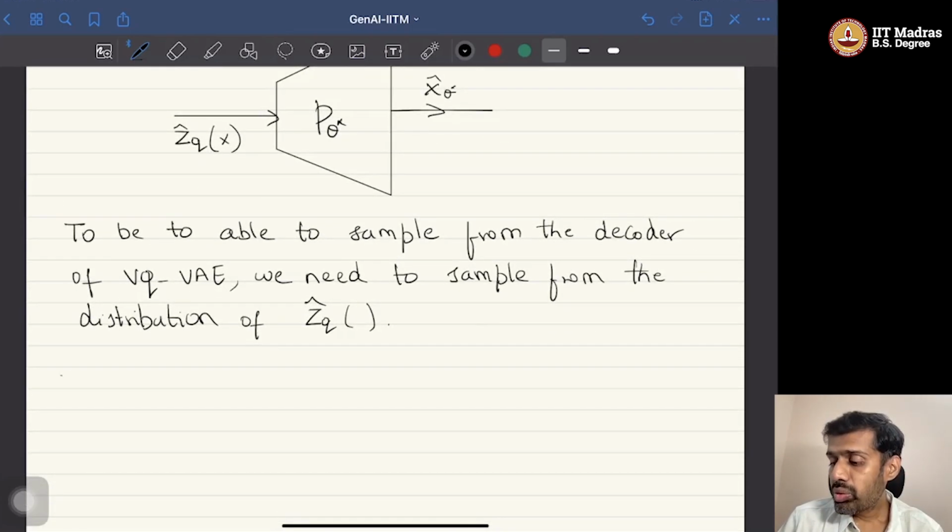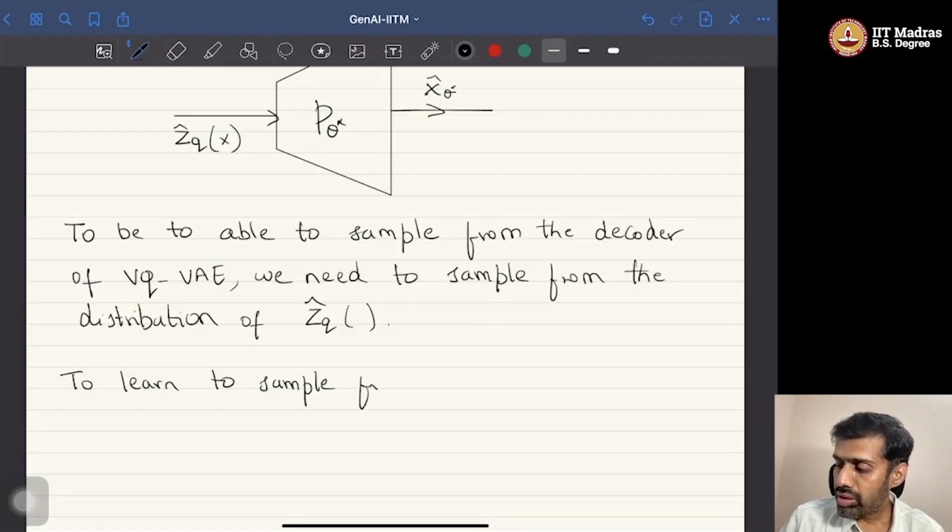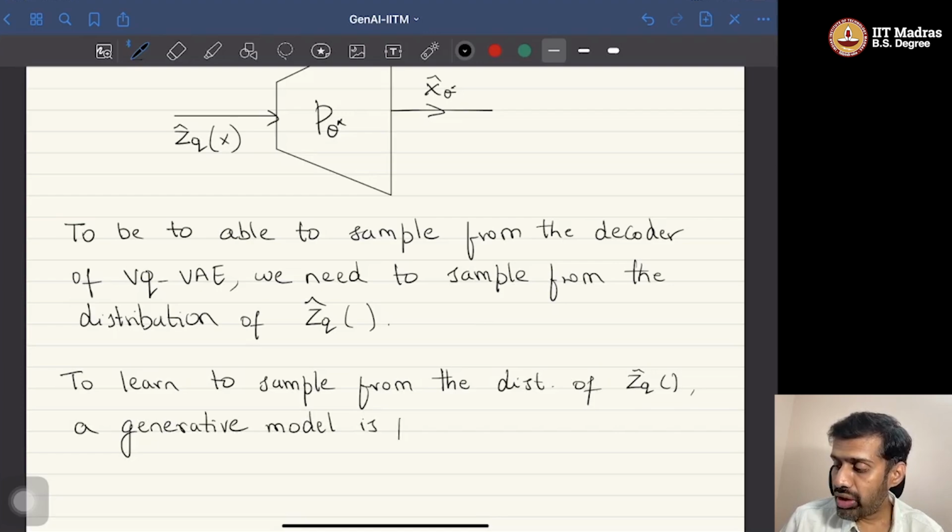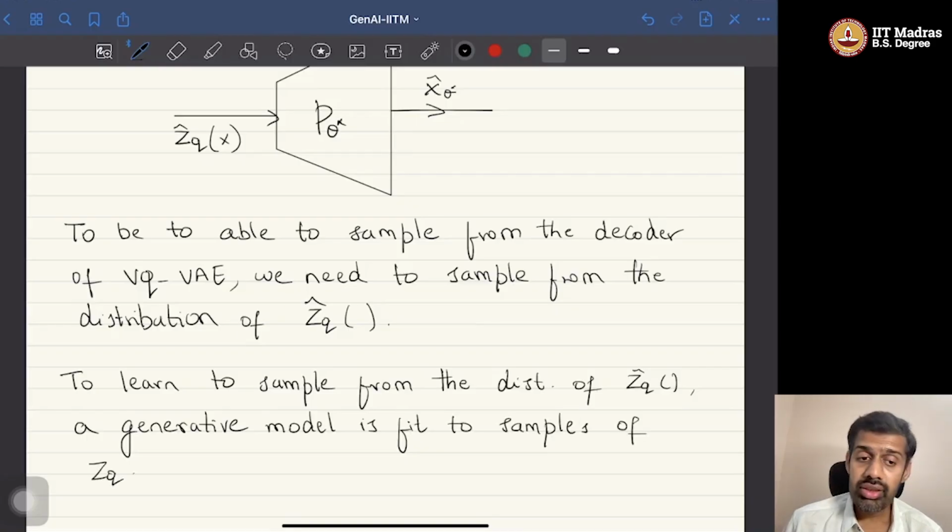First, learn to sample from the distribution of z_q. A generative model is learned, or a model is fit to samples of z_q. So what does this mean? This means that you take all the input data points, pass them through the encoder of the trained VQ-VAE, and collect all z_q's. On the collection of all those z_q's, treat it as a dataset and learn another generative model on top of it.